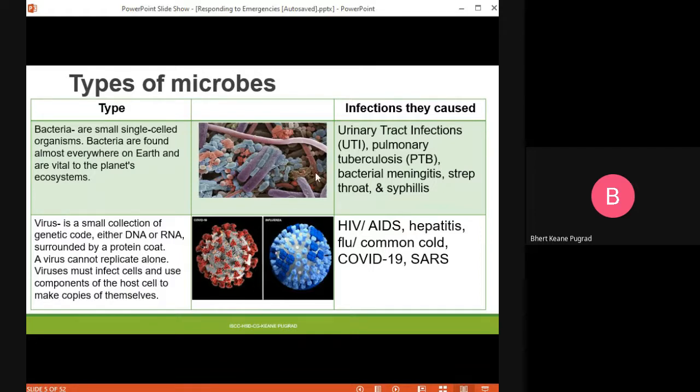Okay? So, the common infections that a bacteria can cause, we have the urinary tract infection, we have your pulmonary tuberculosis or your TB or PTB, we have your bacterial meningitis, strep throat, no? Yung mga usual na sore throat, no? Tonsillitis, and you also have syphilis. Syphilis is a form of your sexually transmitted infection.